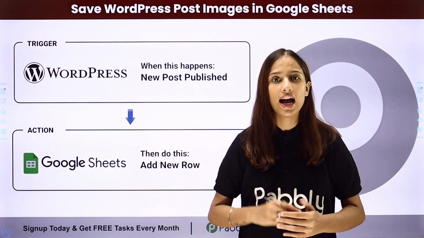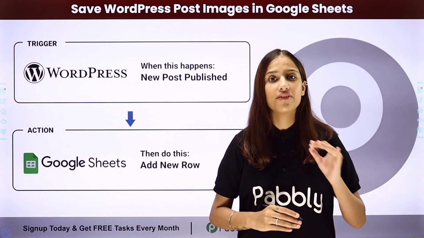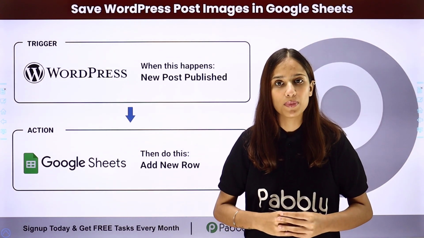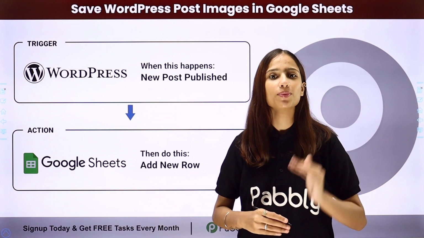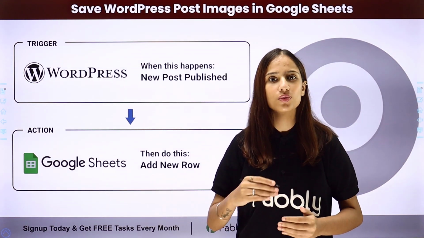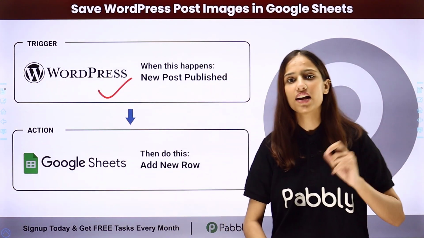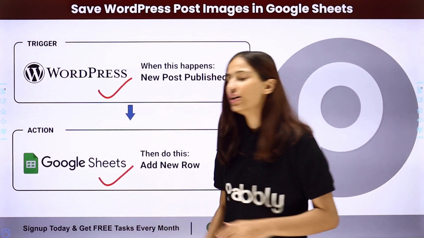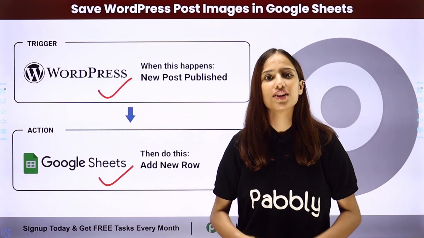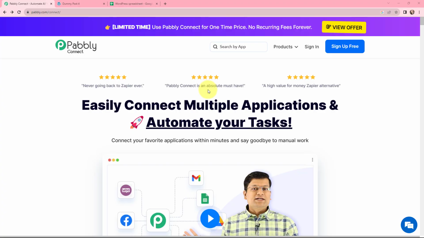To do that, I will be using Pabbly Connect, where whenever a new post is published with multiple images, those images will automatically be added in Google Sheets. So my trigger application will be WordPress and my action application will be Google Sheets. To learn how I set up this integration, follow me through the screen. In this video, we will learn how you can save WordPress post images in Google Sheets.